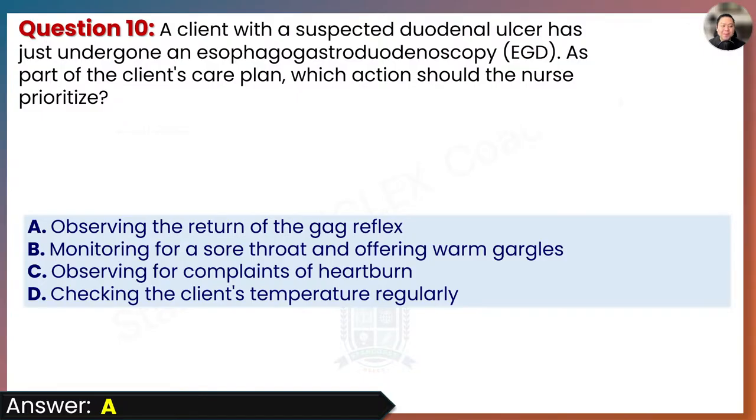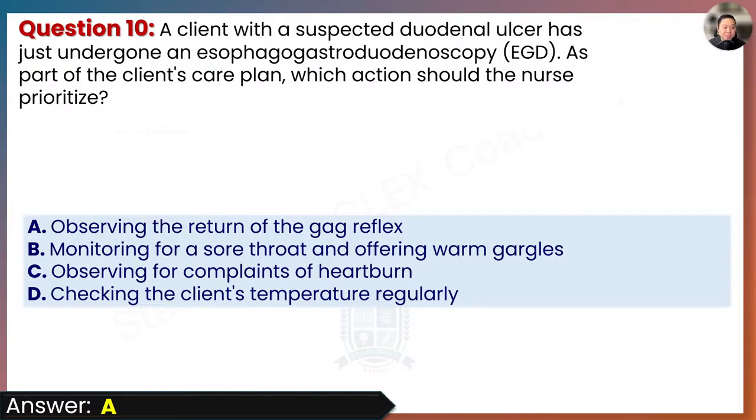So what about letter B? Why is letter B incorrect? Because this is a common, expected effect after the procedure, caused by the passage of the endoscope through the throat. It does not pose an immediate risk to the client's safety. It can be managed with soothing measures like warm gargles, but it should not be prioritized over assessing the gag reflex, which is directly related to airway safety.